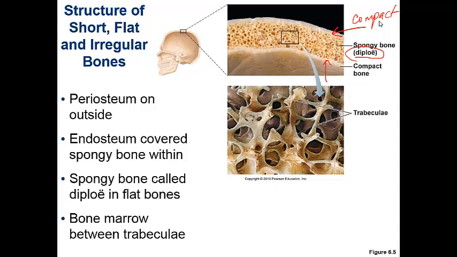So the structure that we see here of this type of bone is that the periosteum is going to be on the outside. The endosteum, the inner membrane, is covering the spongy bone that is within. The spongy bone is called the diploë. And the bone marrow is actually found between the trabeculae. And the trabeculae are going to be referring to this honeycomb structure. It's called trabecular bone. So again, trabecular bone is basically the same thing as spongy bone.